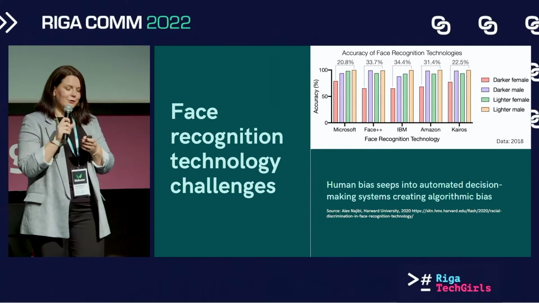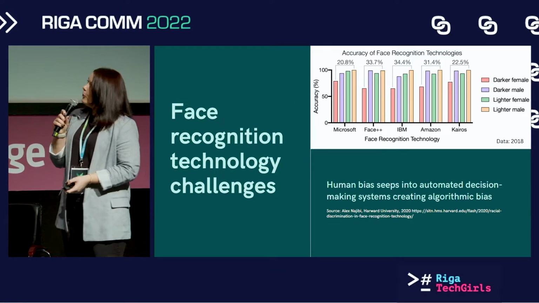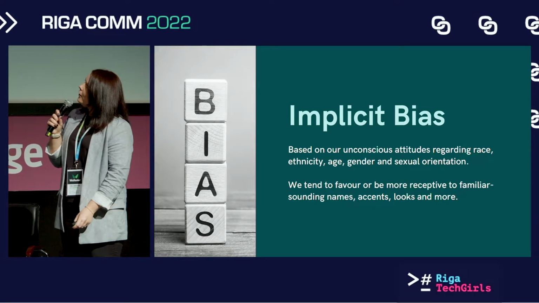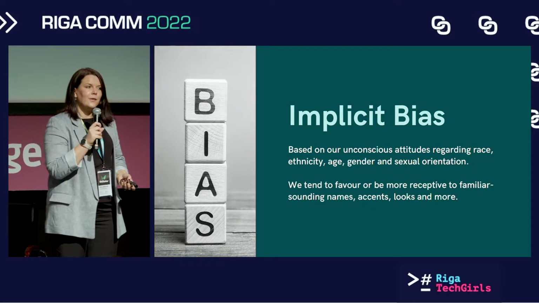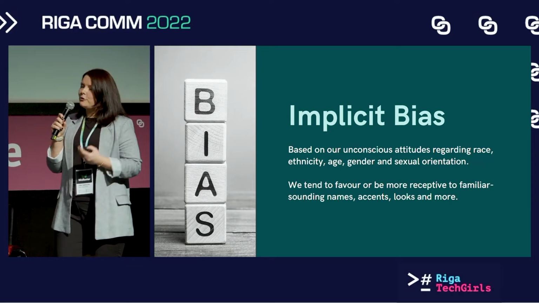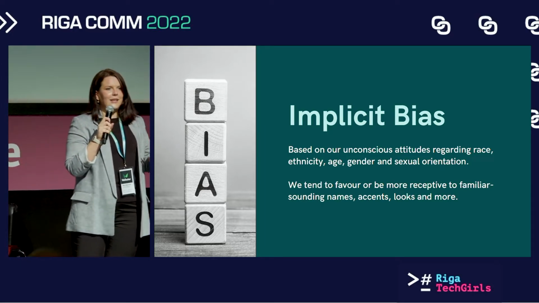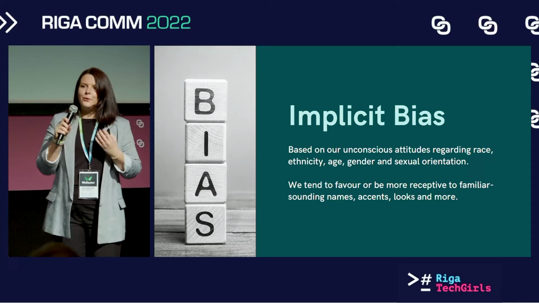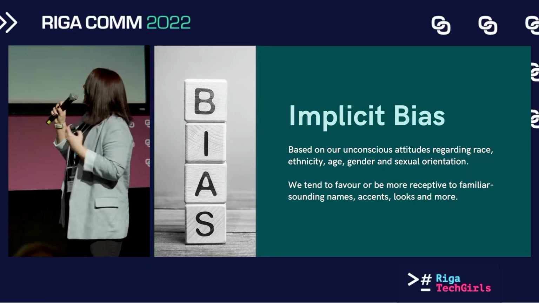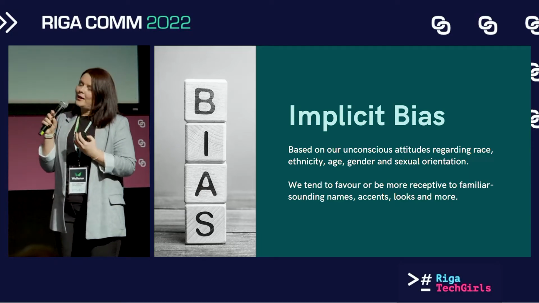So it's very, very interesting when you look at it. So what is bias? Bias actually means that based on our unconscious attitudes regarding ethnicity, age, race, we can make unconscious decisions and attitudes towards people.